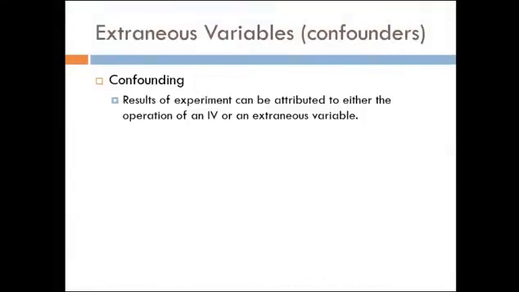All right, so to reiterate what I said earlier in slightly different words, when we say that there is confounding present in an experiment, what we're saying is that the results of the experiment could be attributed to either the independent variable or to some possibly undefined, unknowable extraneous variable.